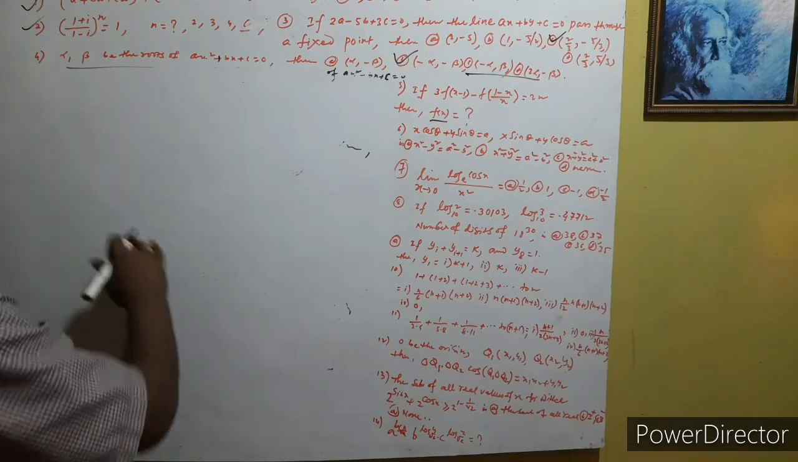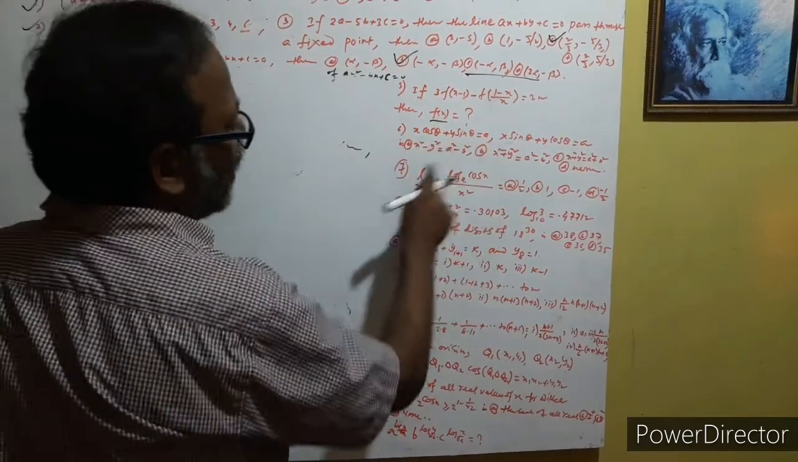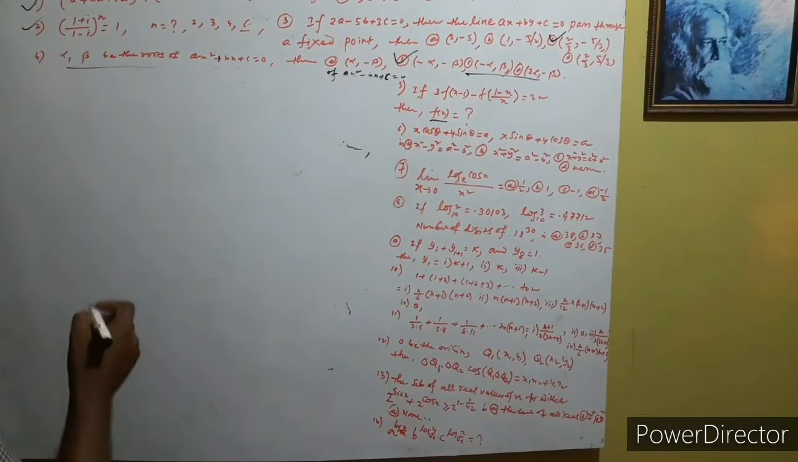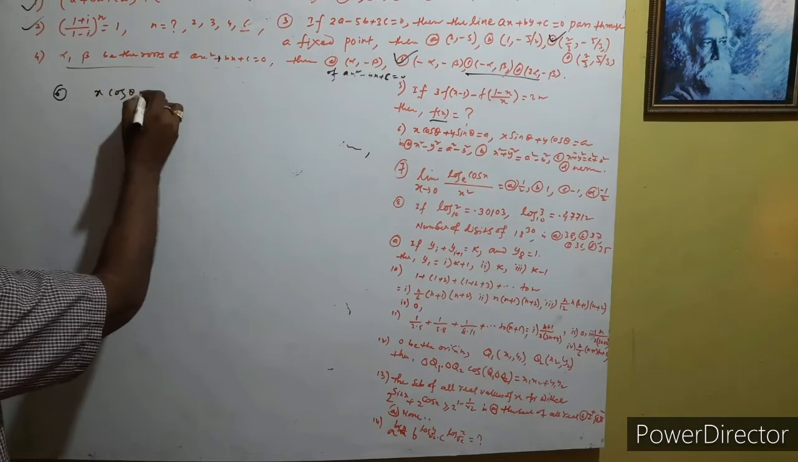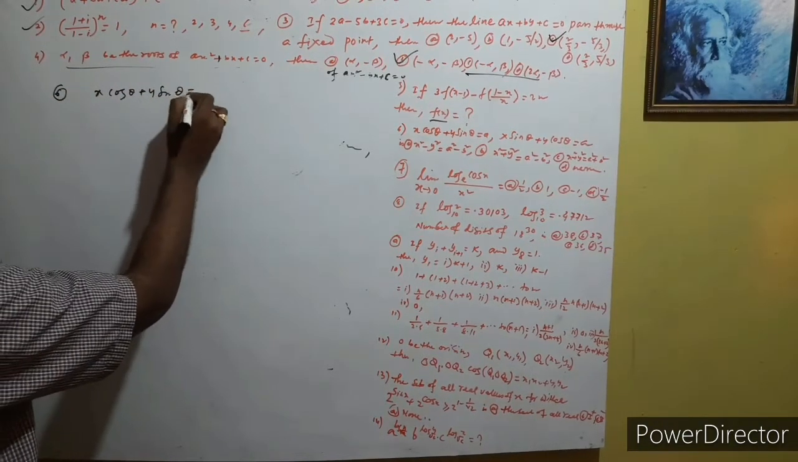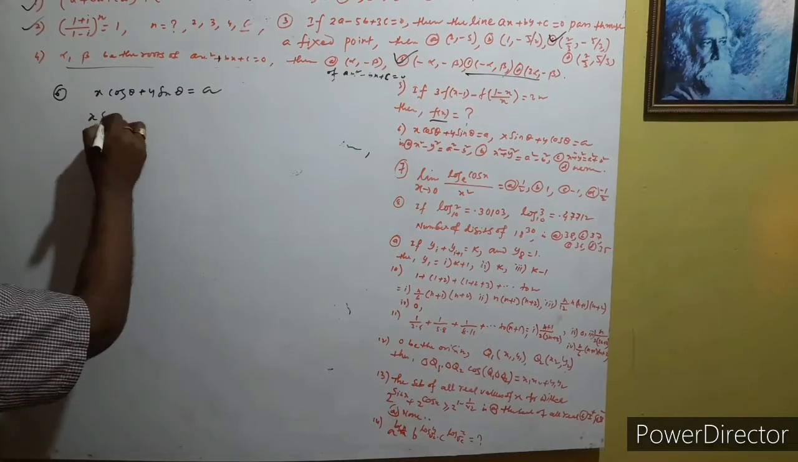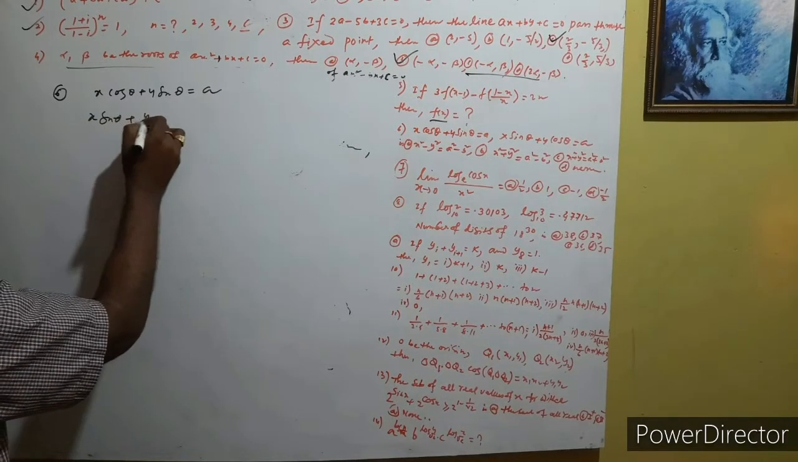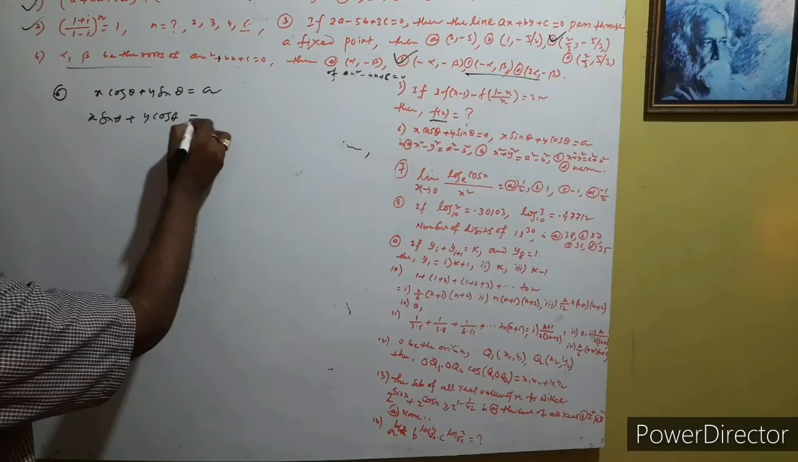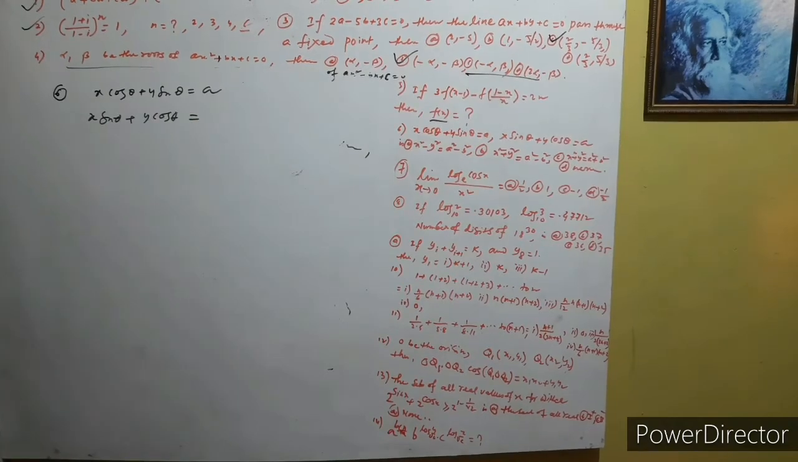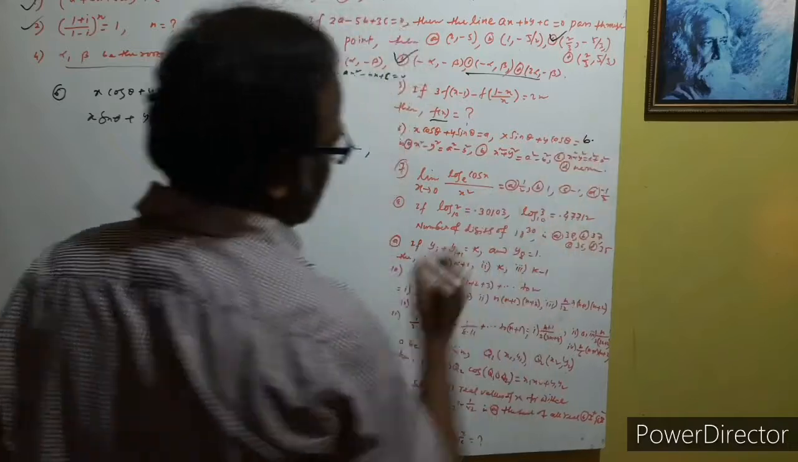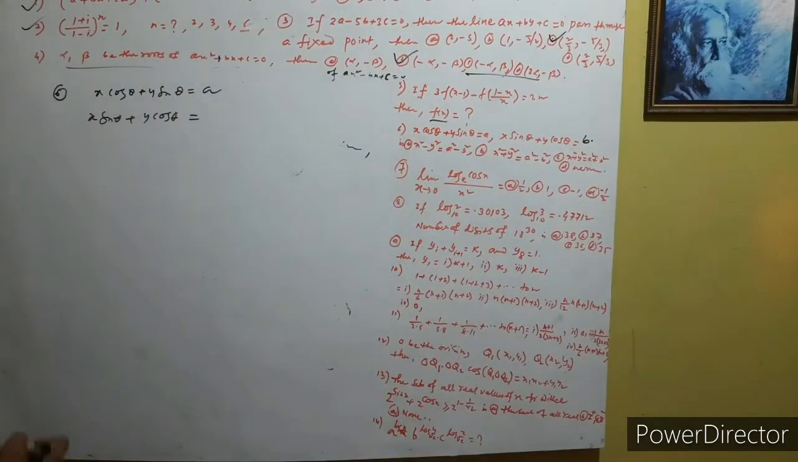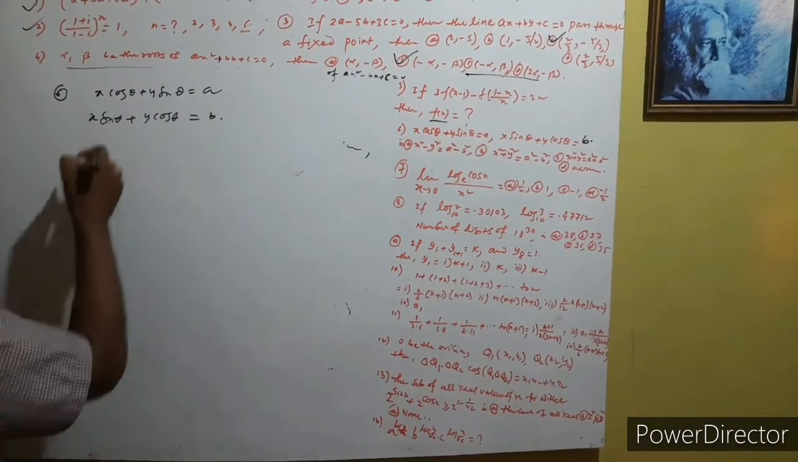Two curves are given, and the locus is what? So for number 6: x cos theta plus y sin theta is equal to a, and x sin theta plus y cos theta is equal to b. Actually this is b, wrongly written. Now squaring both sides and adding.